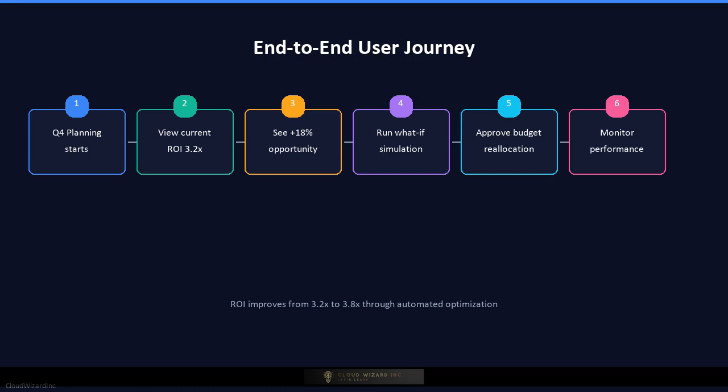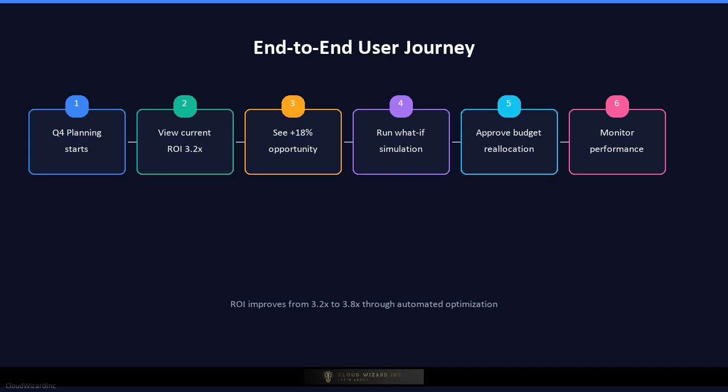Let's trace the end-to-end user journey. A marketing director at a retail company opens the ROI Optimization Engine dashboard at the start of Q4. The system shows current ROI at 3.2x with a projected optimization opportunity of plus 18% if budgets are reallocated.